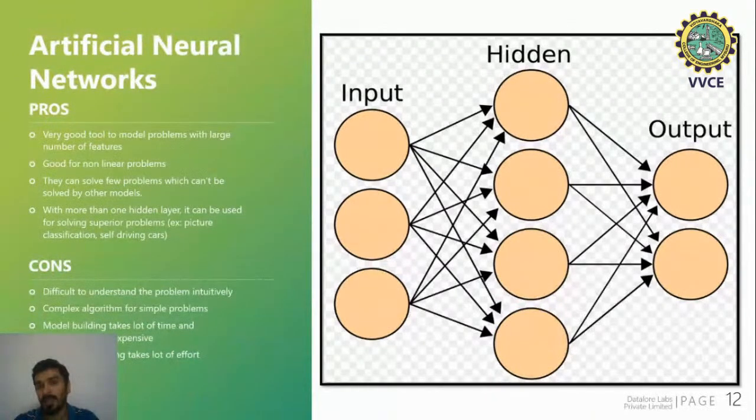That is why neural network models are also called black box models. Because if you put in your input values, you will get your output values, but exactly how it works, nobody will be able to say.